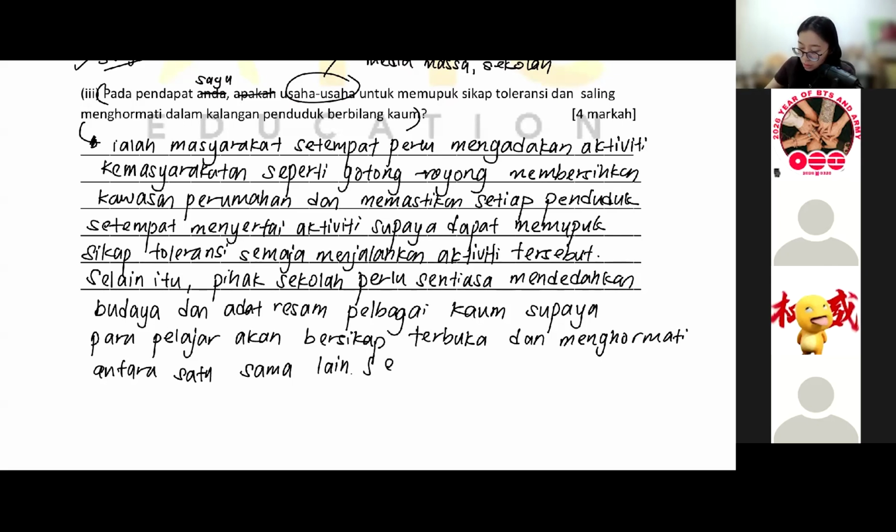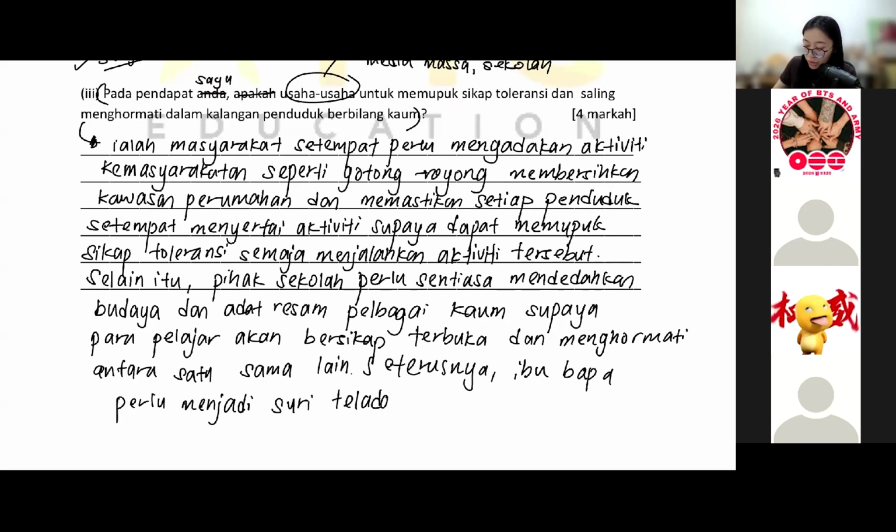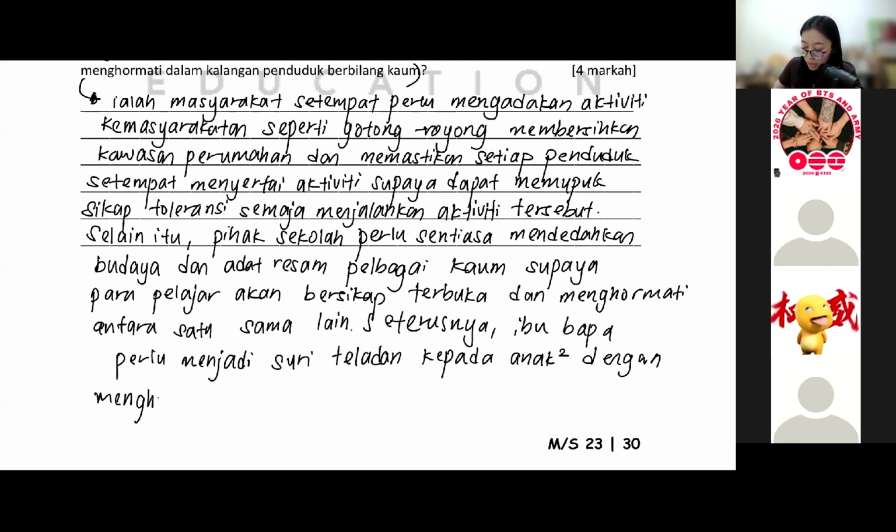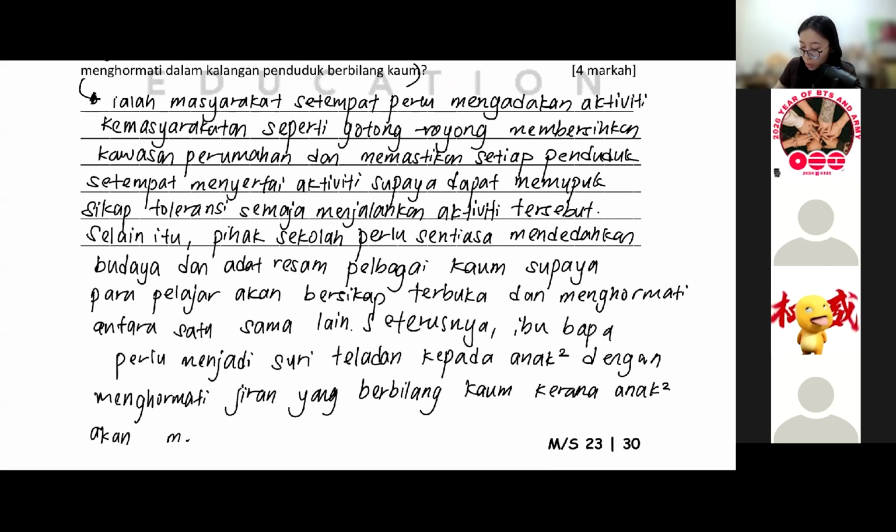Seterusnya, ibu bapa perlu menjadi suri teladan, which is the role model kepada anak-anak, to their kids, dengan menghormati, with respecting the jiran yang berbilang kaum, the different race. Then you can say the explanation: kerana anak-anak akan mencontohi, they will follow tingkah laku ibu bapa, their parents' actions.